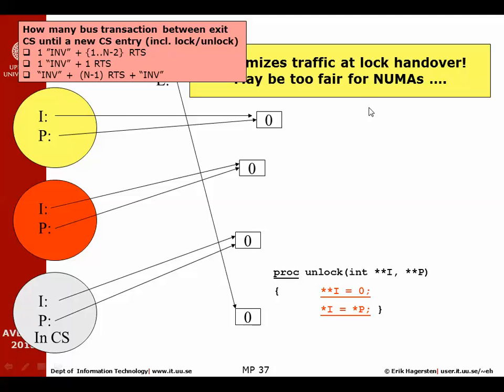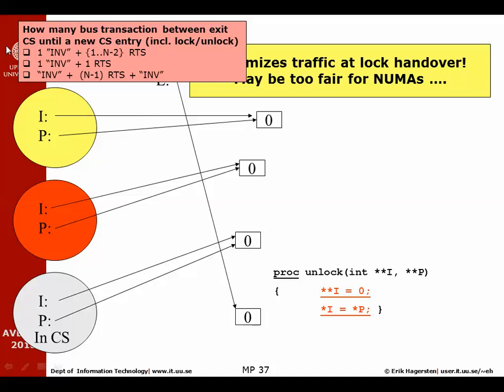We missed a transaction here, a question. How many bus transactions between exit critical section until a new critical section entry do we see with this kind of locks? And once more, I try to make the numbers here. Is it the order of between 1 and n transactions? Is it just 2 transactions, or is it more of the order of n transactions?